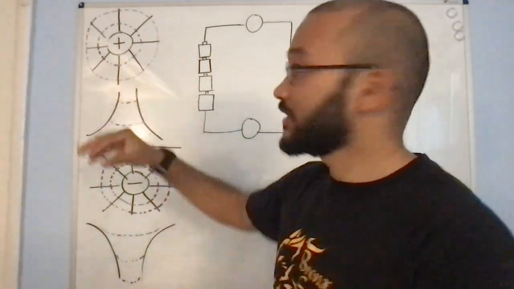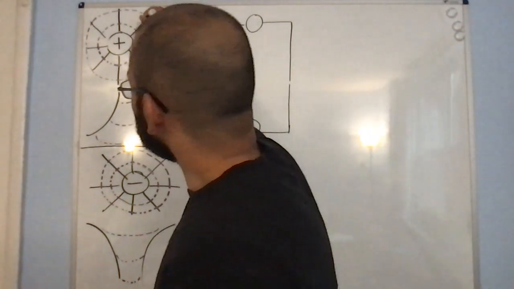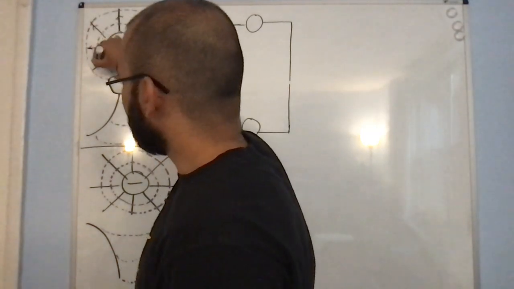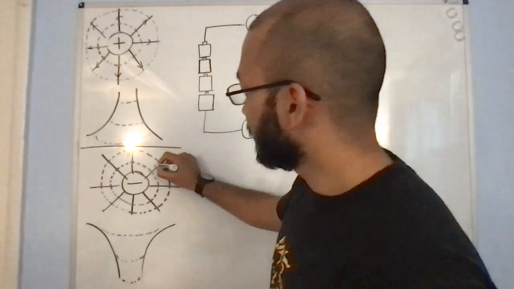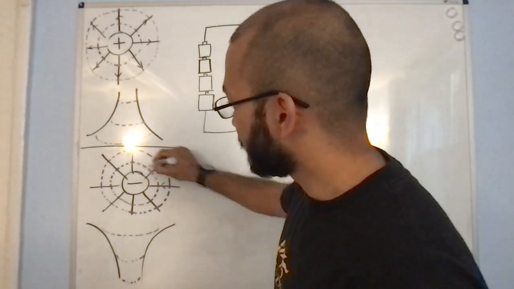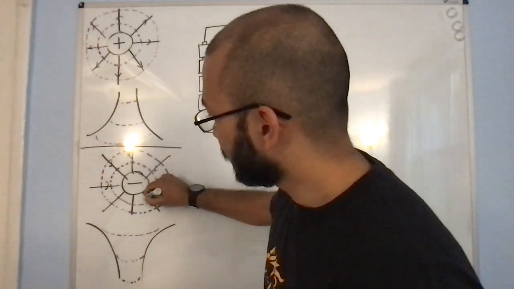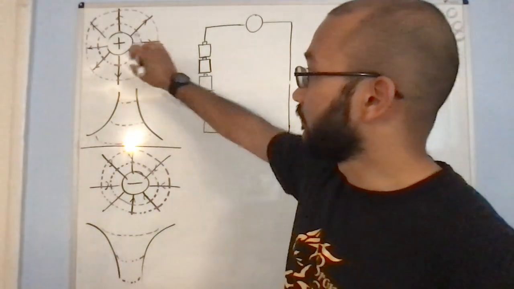This is a positive charge. Just imagine a lot of positive charge perhaps. The field lines are pointing away from it, because if I put a positive charge anywhere around it, it would feel a force outwards. Whereas a negative charge, if I were to put a positive test charge anywhere around it, it would feel a force towards it. So those are the field lines radiating outwards.